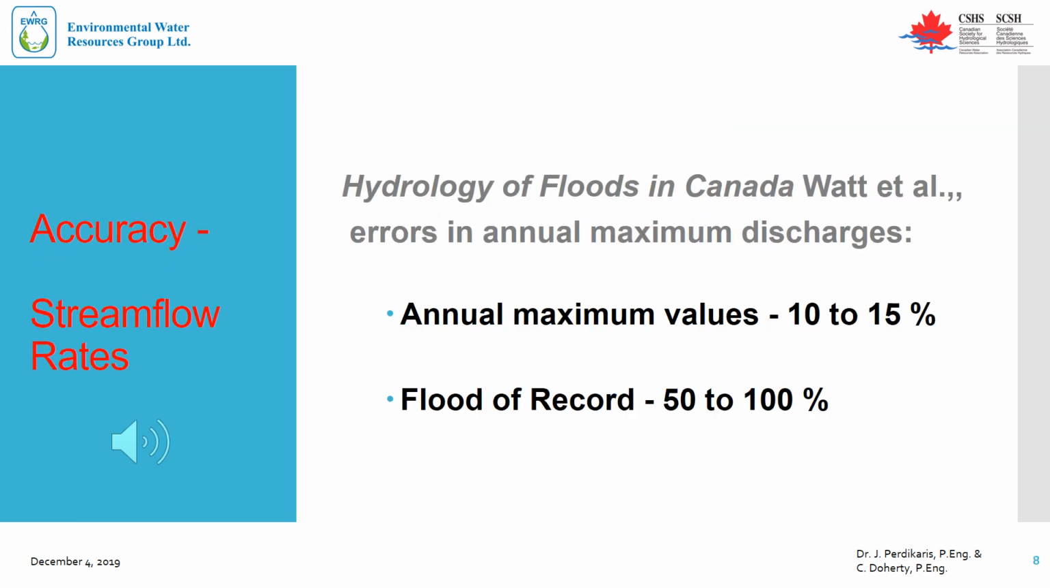So the next question is really to sit down and look at the accuracy of the streamflow measurement. Hydrology of Floods in Canada by Watt et al. describes errors in annual maximum discharges in the neighborhood of 10 to 15%. When we come to something like the flood of record, Watt is saying the accuracy could be up to 50 or 100%. So when we start doing frequency analysis and we're trying to get an answer closer than 10 to 15%, one has to really question the results of the distributions that we're using, especially at the 10% level.